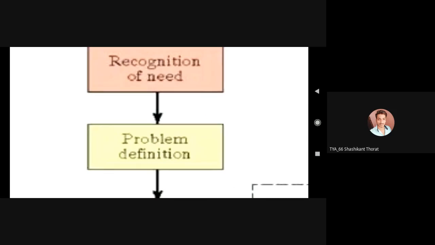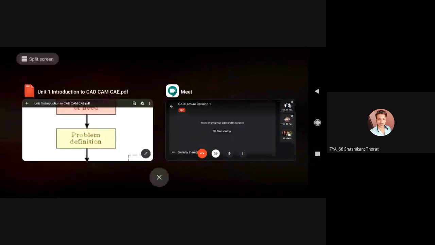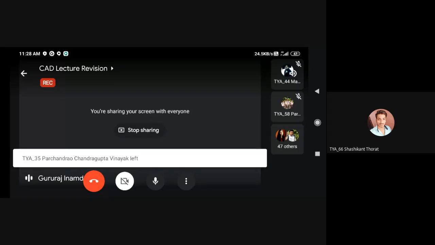Suppose you are working on any mini project. You might have studied or created the final report also. So these are the points required for the product. First is recognition of need. Why are we studying engineering? This is one of the questions. Wait, I will use the microphone also, because very huge discussion is required.